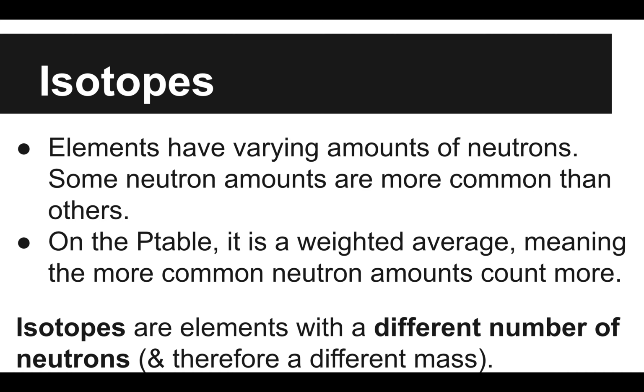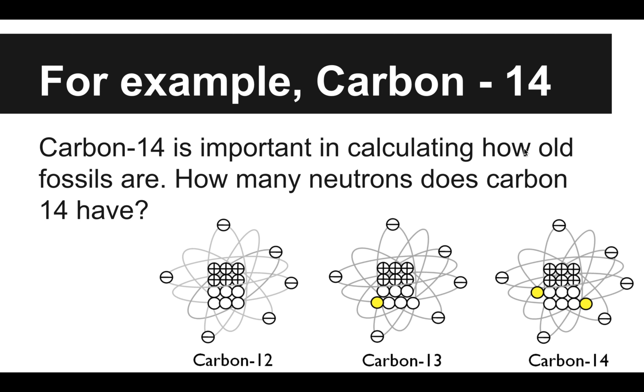What you need to know is that there are isotopes of different elements. So there are elements with different numbers of neutrons. So for example, like I said, carbon-14 is an isotope. Carbon-14 is really important, and we'll learn about this more next year, specifically in calculating how old fossils are.